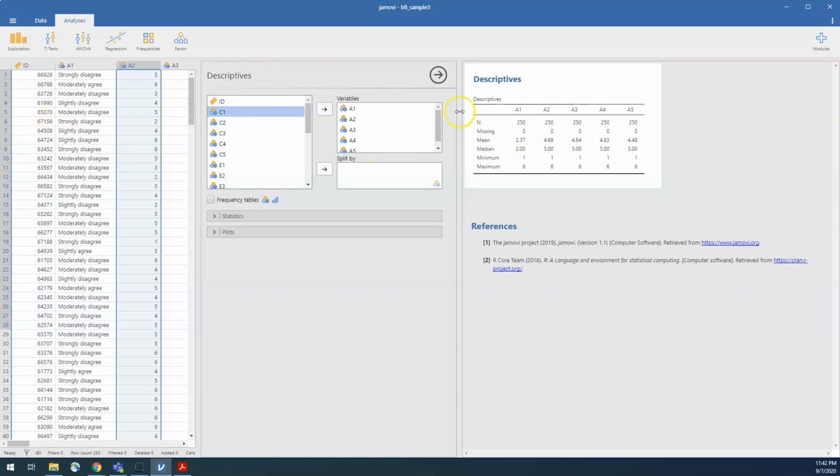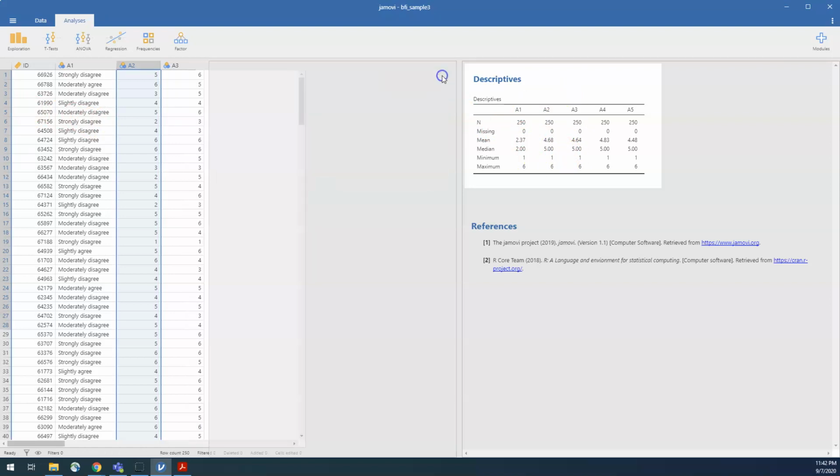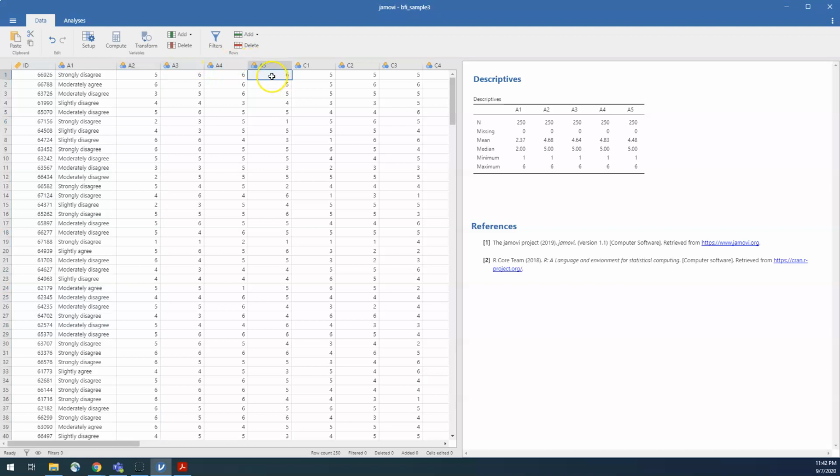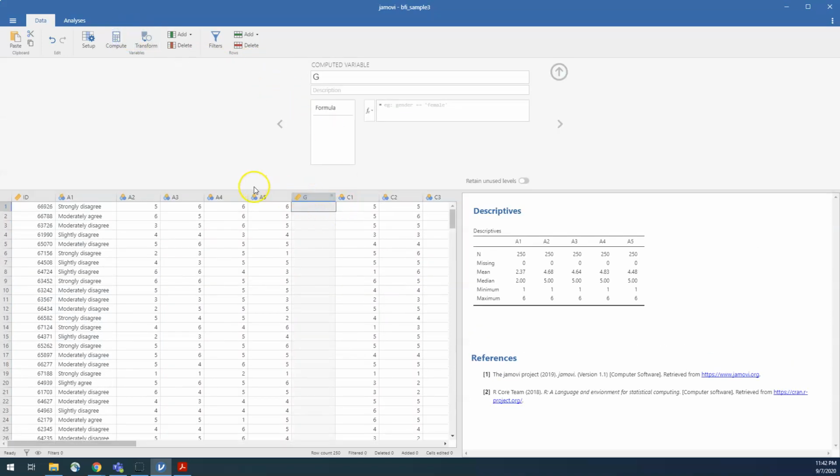So I'm going to get rid of the descriptives analysis option and go back to your data. Here I'm going to add a computed variable, but in order for it to make sense where it's located in the data set, I want it to be after all 5 of these A, or agreeable, variables. So I'm going to put my cursor here after A5 and click compute, and it will insert a new variable right next to A5. It defaults to G, but I don't want to call it that. I'm going to call it agreeableness.